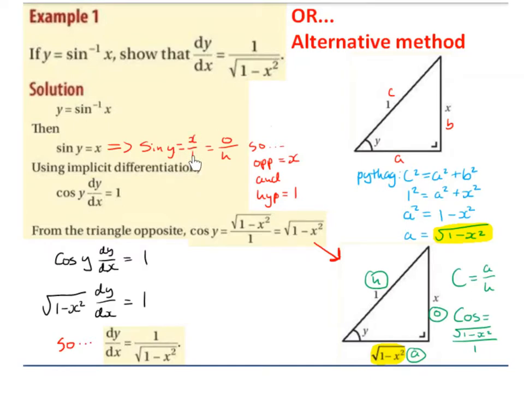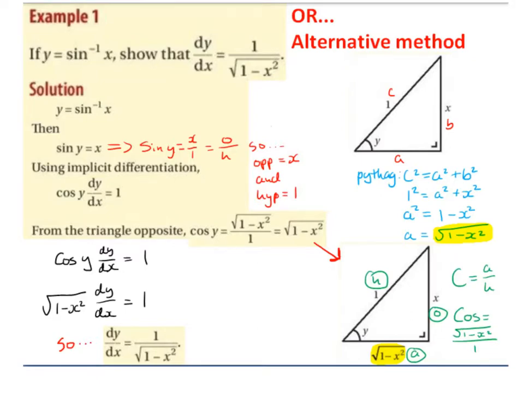And we know, in terms of SOHCAHTOA for our trig identities, sine y is equal to O over H, the opposite over the hypotenuse. So the x must be the opposite, and the 1 must be the hypotenuse. So the opposite is equal to x, and the hypotenuse is equal to 1. So we can draw a right angle triangle. We label our angle as y. The opposite is x, and the hypotenuse is 1. We don't know what the adjacent is at the moment.